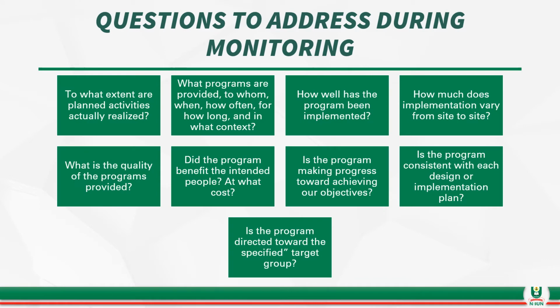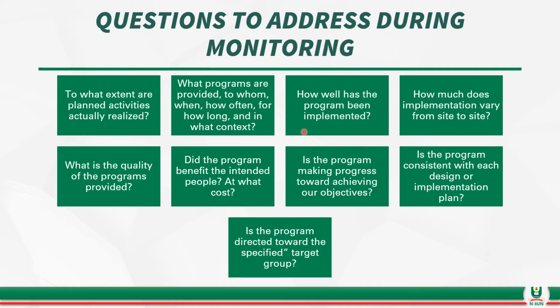There are about 9 questions that monitoring sets to address. Let's look at them one after the other. To what extent are planned activities actually realized? So when you want to conduct monitoring, the first question is, to what extent are your planned activities realized? Remember, we said that planning and monitoring go together. Secondly, you also look at what programs are provided, to whom, when, how often, for how long, and in what context.